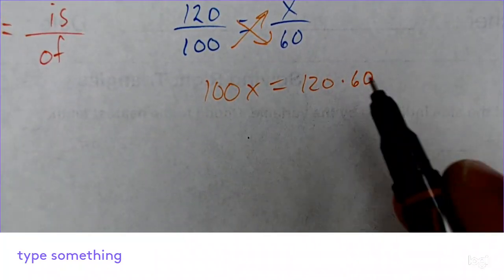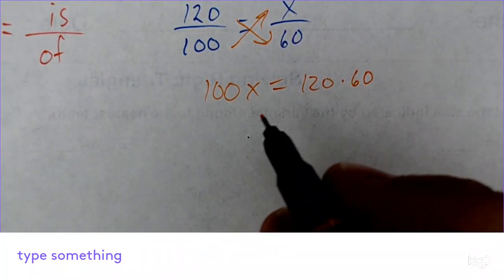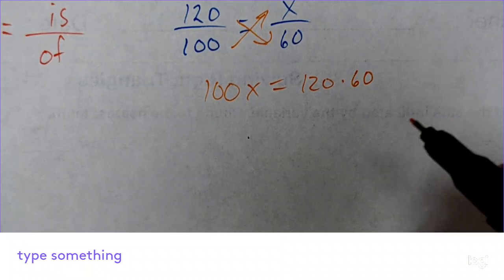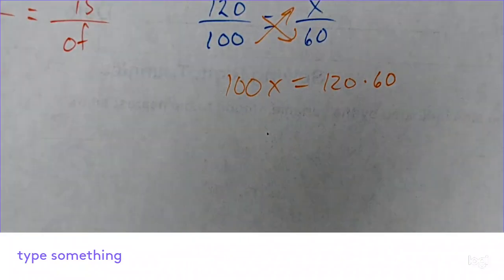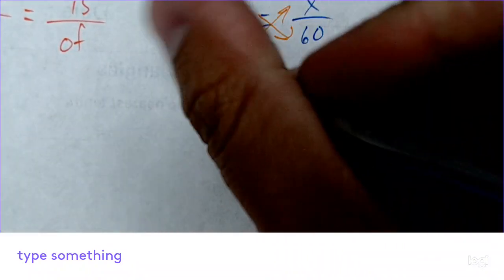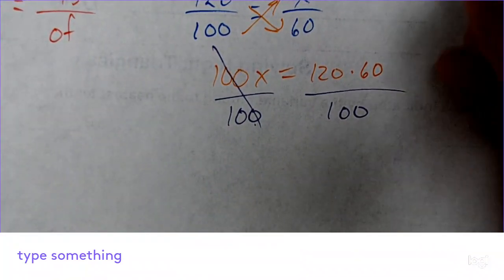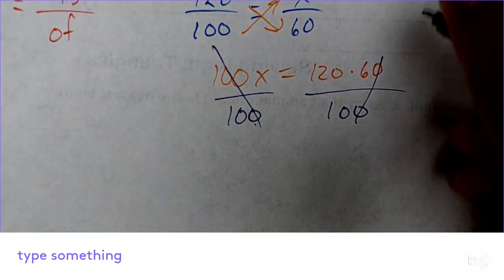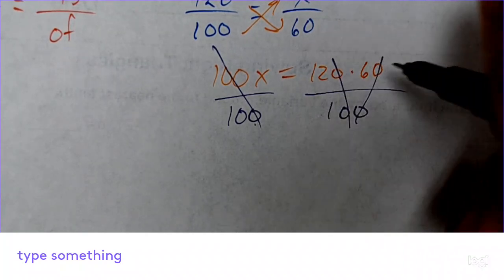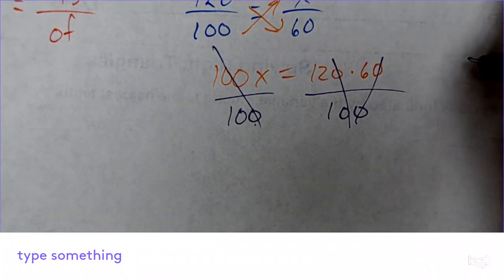Notice I'm not actually multiplying these numbers yet because it's more advantageous for me to not do that. It's easier if I divide first. So once I've rewritten my equation, I'm going to divide each side by 100. That cancels. And then here, what I can see is these zeros cancel. So that takes off 10, that takes off 10. Now all I have to do is 12 times 6.